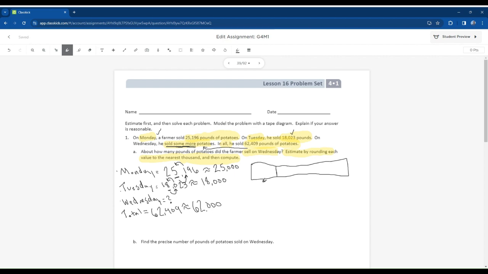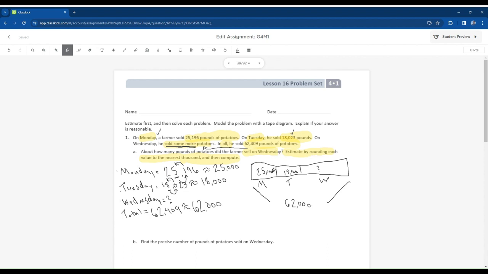To use a tape diagram to model this, we're going to use our rectangle. I'll use an M for Monday's amount. This will be Tuesday's amount. And then this will be Wednesday's amount. And remember, in all, we have about 62,000 because in this example, we're working with rounded numbers. Monday, we have 25,000. Tuesday, we have 18,000. And again, we don't know Wednesday.